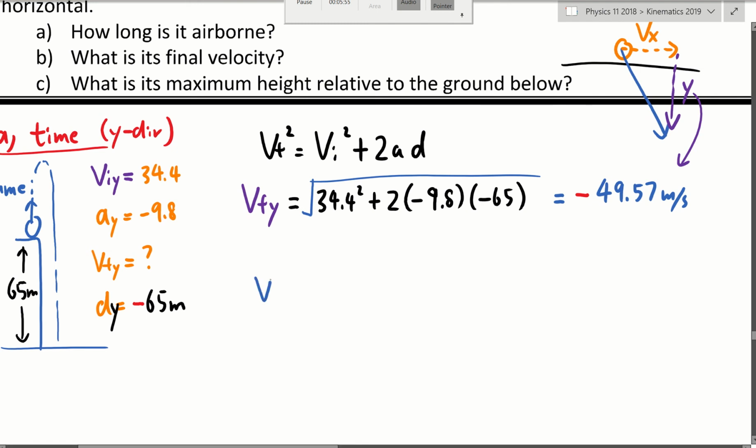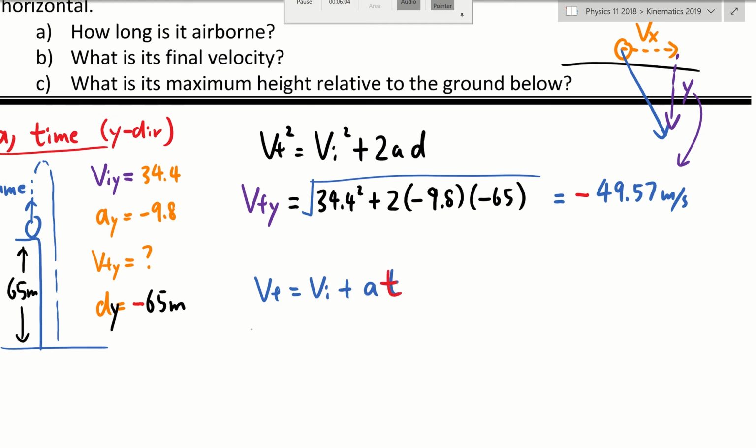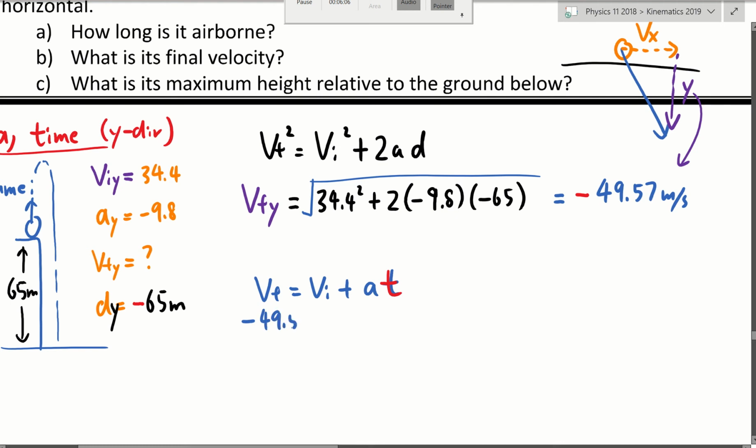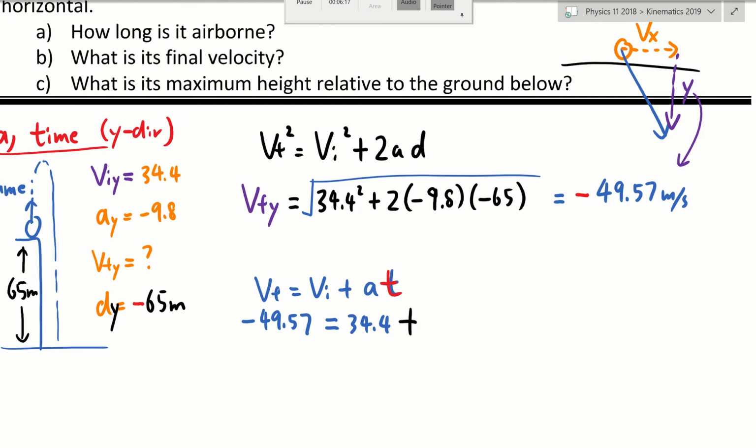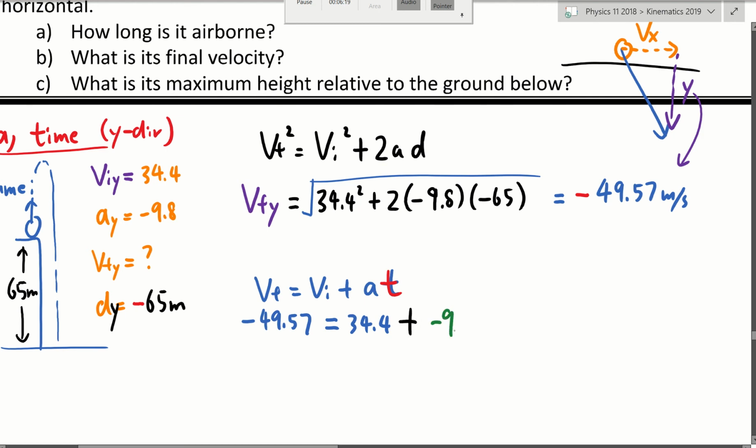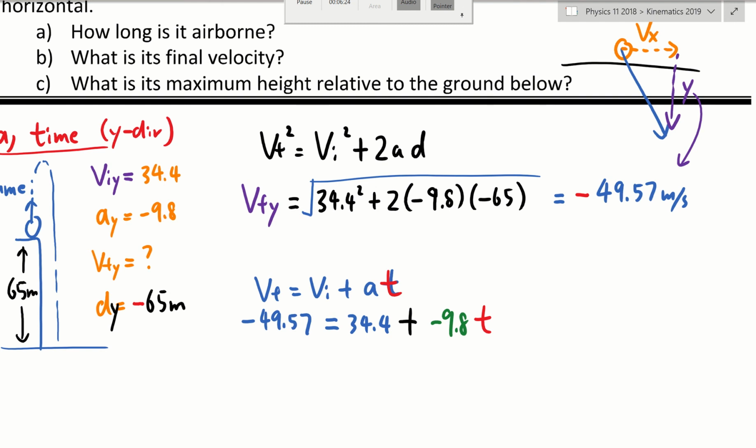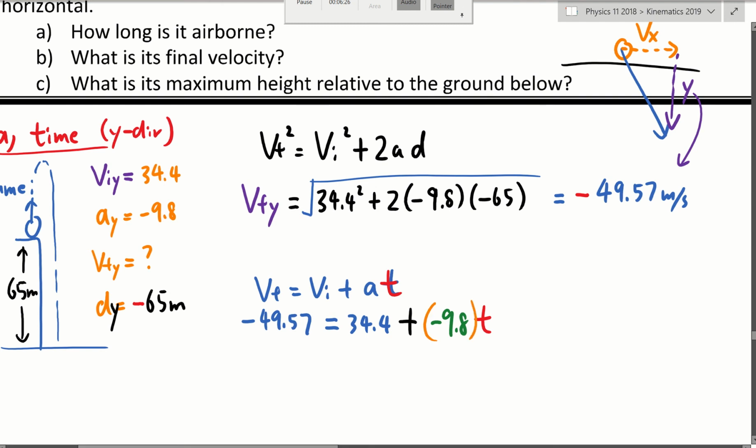So time: v final equals v initial plus a t. With that equation, you have enough information to get time, because now your v final is negative 49.57, your v initial is 34.4, your acceleration is negative 9.8. So you add negative 9.8 and then time. So just have to be careful about how you handle all these extra negative signs and everything.